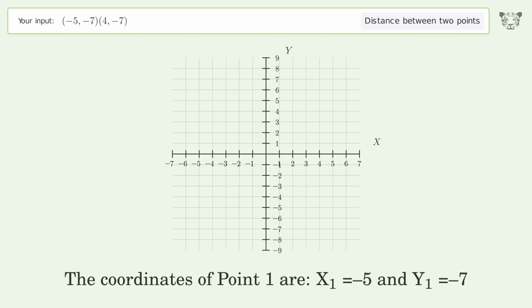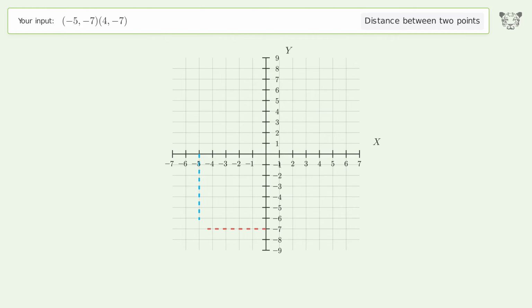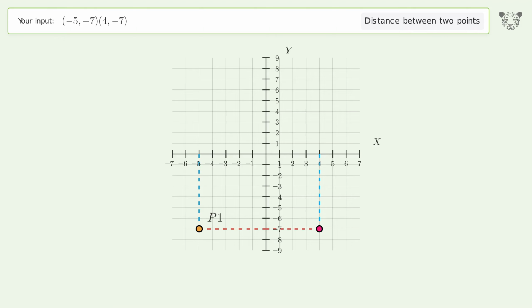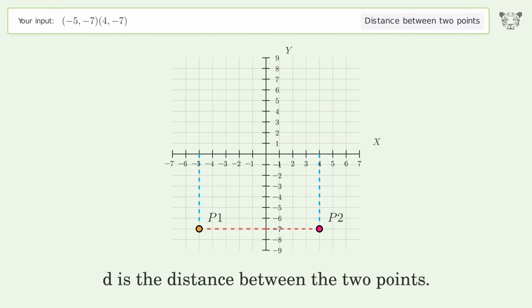The coordinates of point 1 are, x1 equals -5 and y1 equals -7. The coordinates of point 2 are, x2 equals 4 and y2 equals -7. D is the distance between the 2 points.